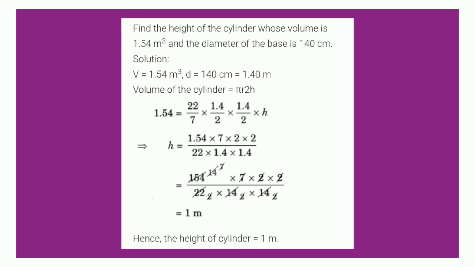Okay, then the next step, we have two decimal places in the numerator and two decimal places in the denominator. So multiply 100 on numerator and denominator, it will be 154 into 7 into 2 into 2 divided by 22 into 14 into 14. Then by cancellation on numerator and denominator, you will get the height of the cylinder is equal to 1 meter. So the answer is 1 meter is the height of the cylinder.